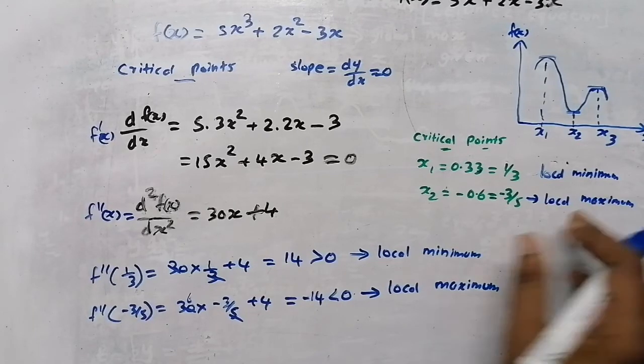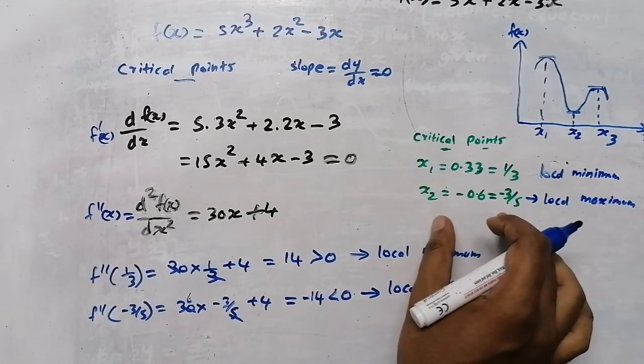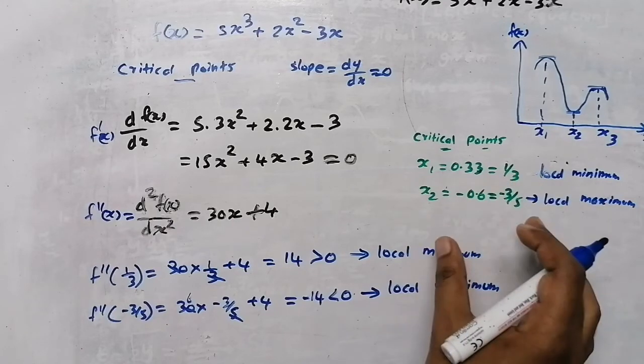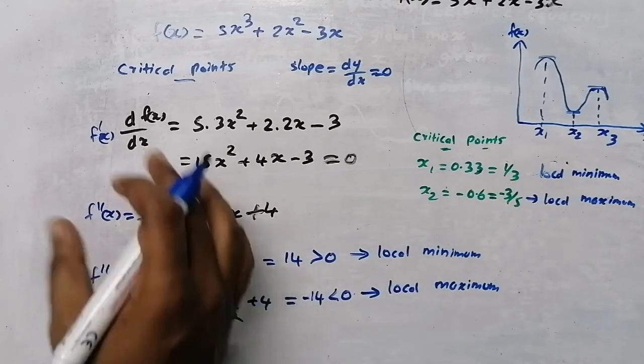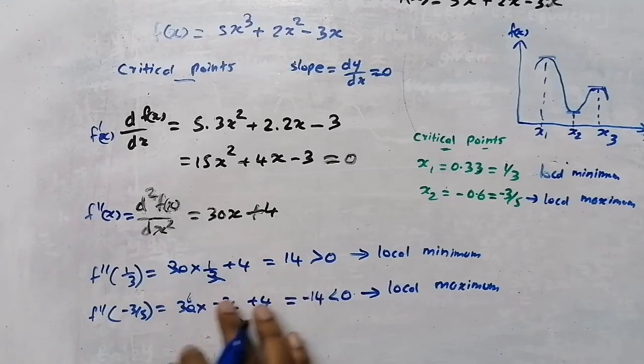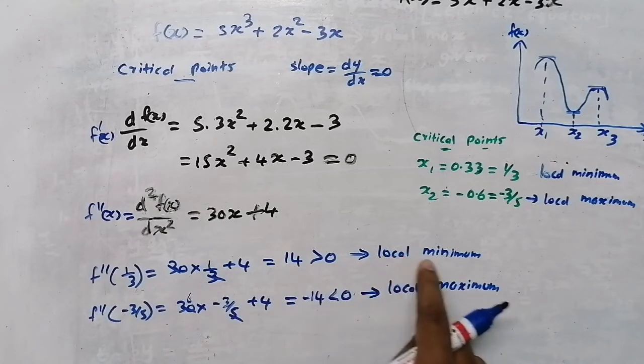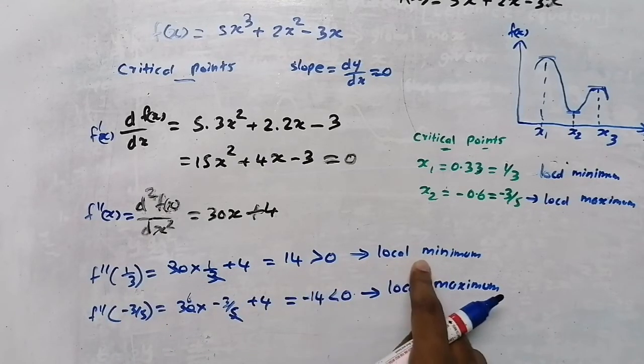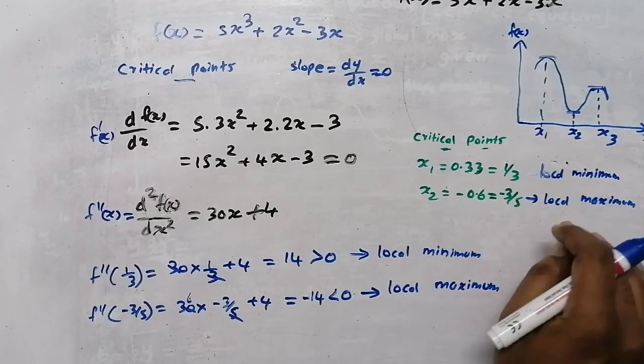So what I did, I found the critical point. From the critical point, I need to check whether that is a local maximum or local minimum. So I double differentiated it. Again I differentiated the function. Then I put the value of x in that function. Then I got that if it is greater than 0, local minimum, less than 0, local maximum. So I got the maximum and minimum points.